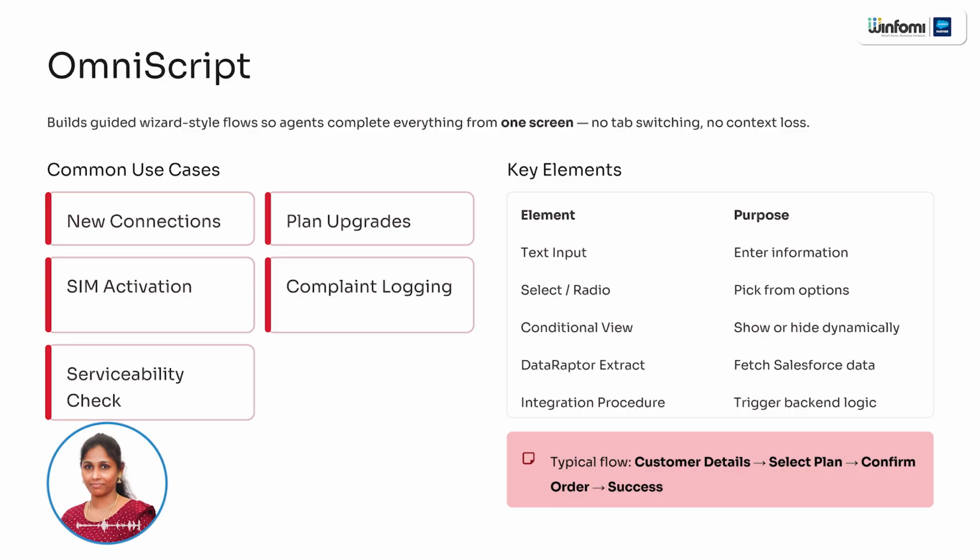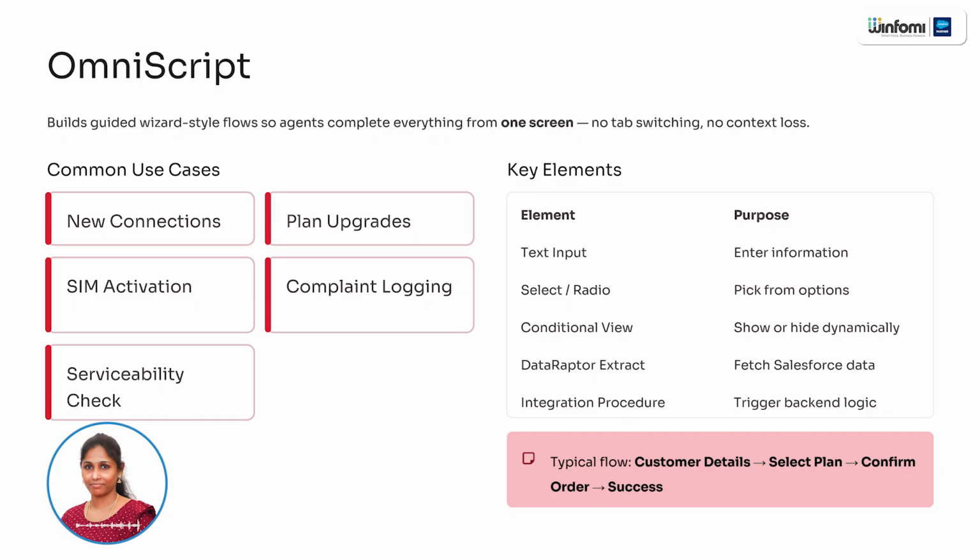Let me walk you through how OmniScript is structured. It is made up of steps. Each step is like one screen in the flow. The agent moves forward or backward between steps, and each step can have validation, so the agent cannot proceed without completing the required fields. Inside each step, we have some key elements.